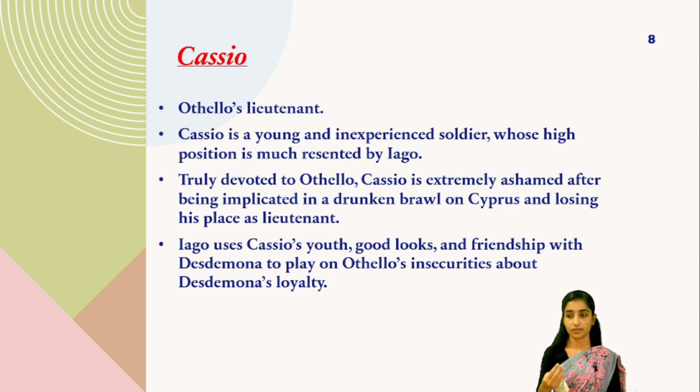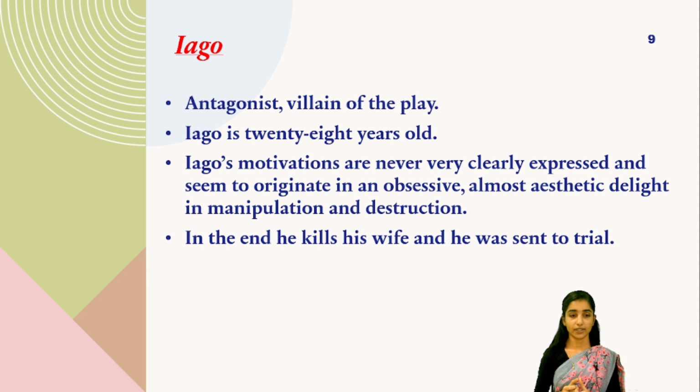So this caused Iago to make him a bad one to others. And then Iago uses Cassio's youth, good looks, and friendship with Desdemona to play on Othello's insecurities about Desdemona's loyalty. And then a very important character of this play is Iago. He plays a major role in this play because he is the antagonist and villain of this play.